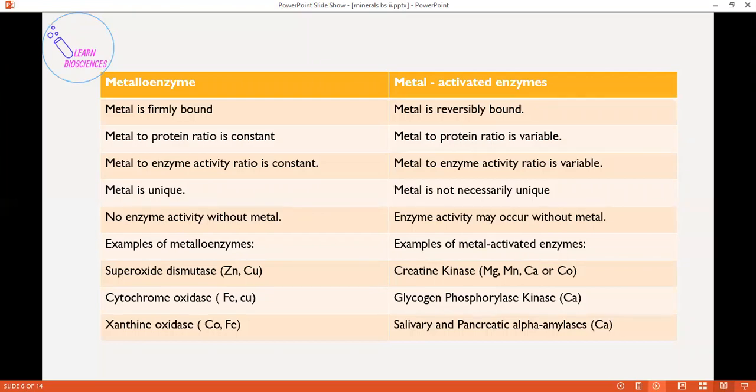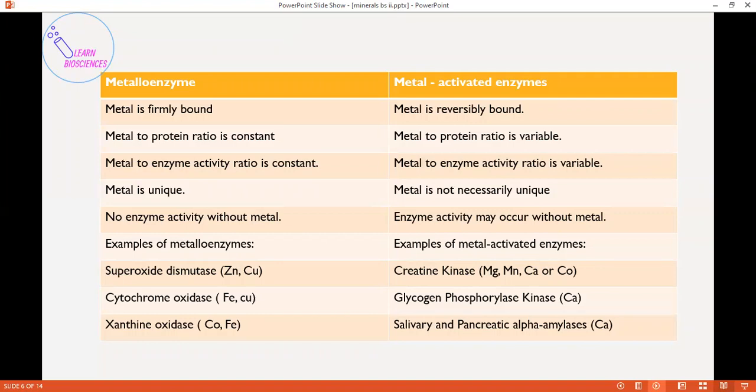And here in metalloenzyme, the mineral is always unique, but not in the metal-activated enzyme. There is no enzyme activity without mineral because mineral is part of the structure of that enzyme, but the enzyme activity may occur without mineral in the case of metal-activated enzyme.